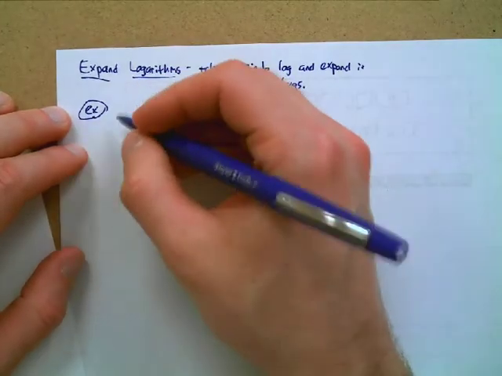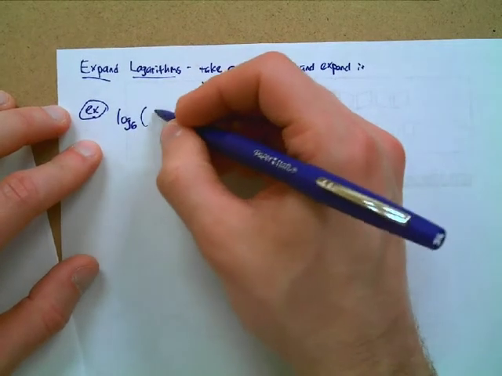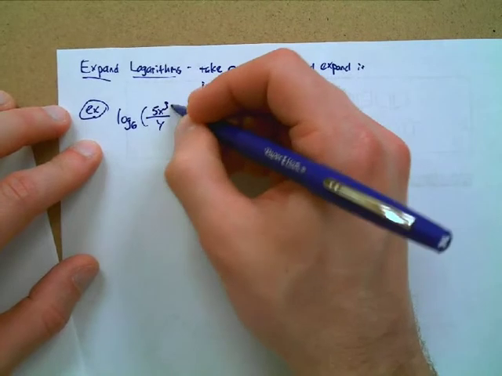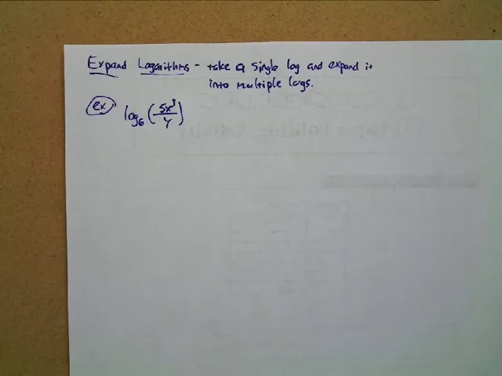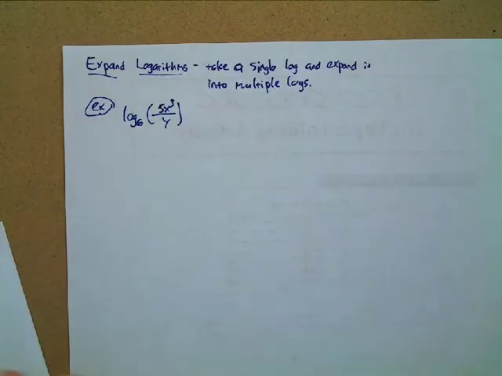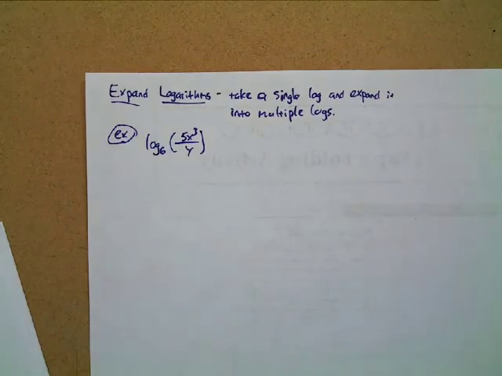Okay, here's an example. Log base 6 of 5x to the third over y. Here we're trying to expand things out as much as we possibly can. So we have a single logarithm, and we're trying to break it up into multiple logarithms here. What are some operations inside the logarithm that you see that we can expand on? Division. What does division change into? Subtraction. So let's go ahead and do that.